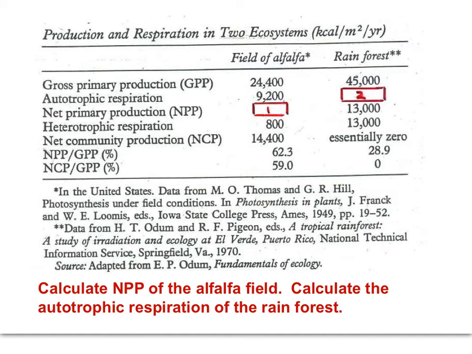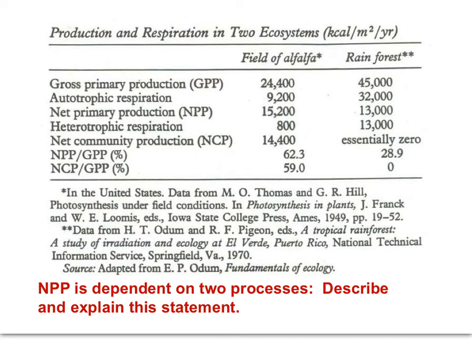We can rearrange the equation to calculate this. 45,000 minus what value gives us 13,000, and the answer is 32,000 kcals per meter squared per year. Here is the complete table, but I wanted to come back to this table to make the point that NPP is dependent on GPP and autotrophic respiration.